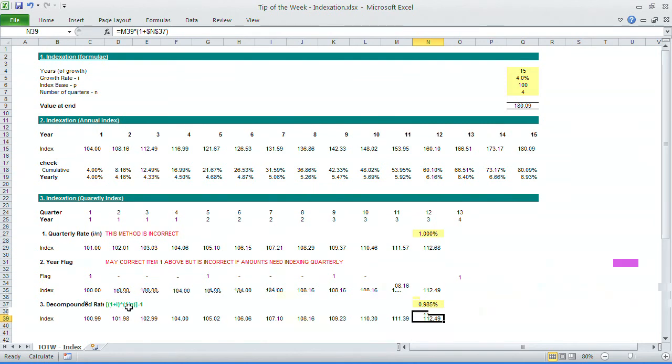This formula here is very, very useful. So if you ever need a decompounded rate, that is something which is pure gold. I can't stress it enough. I've used that formula thousands of times.